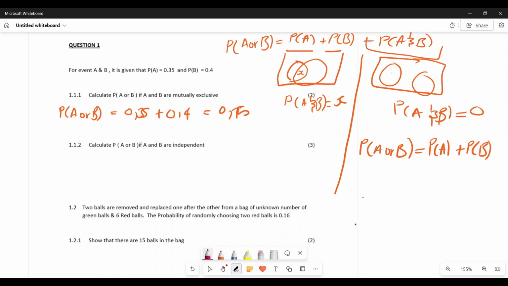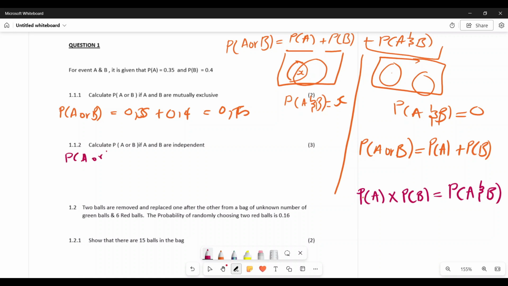Now, for the next question, calculate the probability of A or B if A and B are independent. Whenever you have a question relating to independent events, this is the formula they expect you to use. For events that are independent, when you multiply their two probabilities, they should be equal to the probability of A and B. For example, if event A and event B are independent, when you multiply their two probabilities, they will be equal to the probability of A and B. So this is the formula that they expect you to use every time you have a scenario relating to independent events.